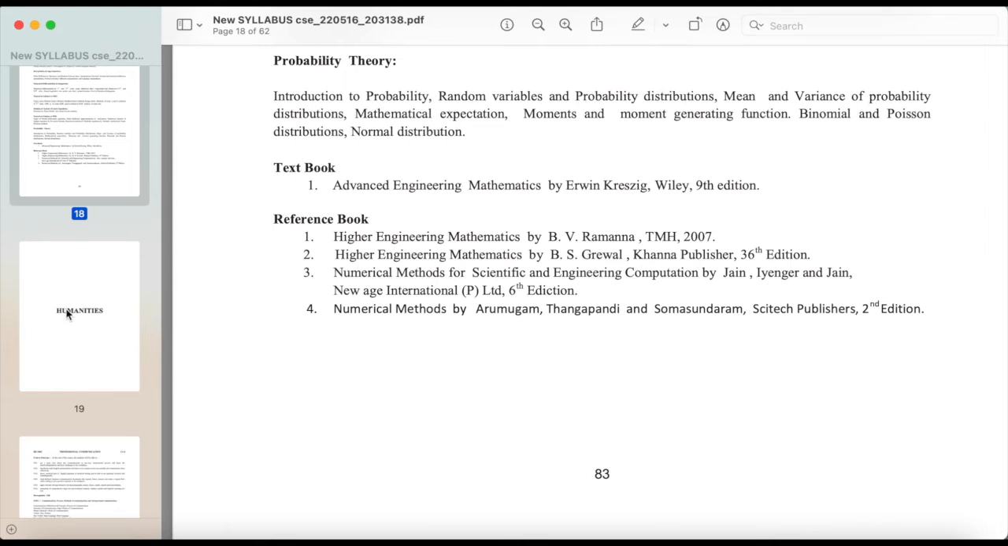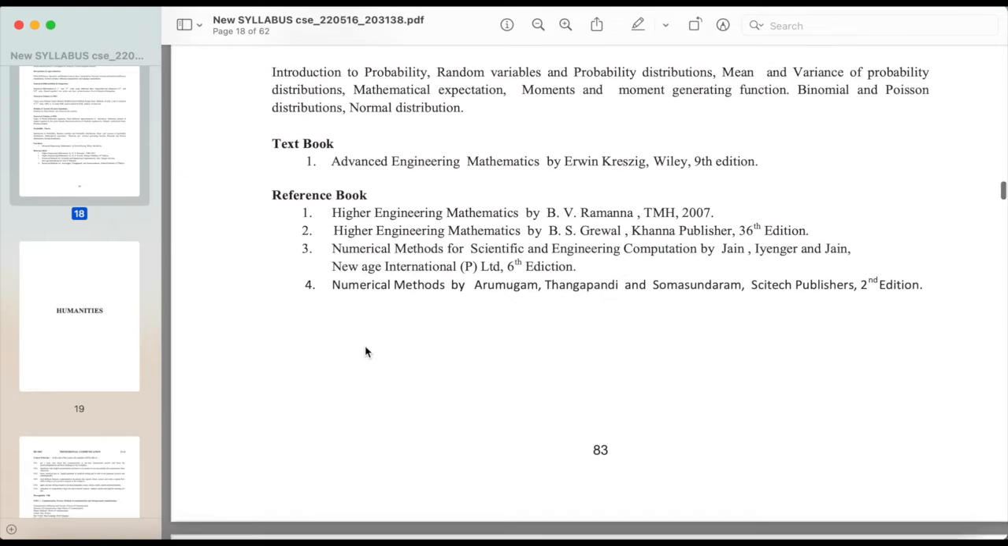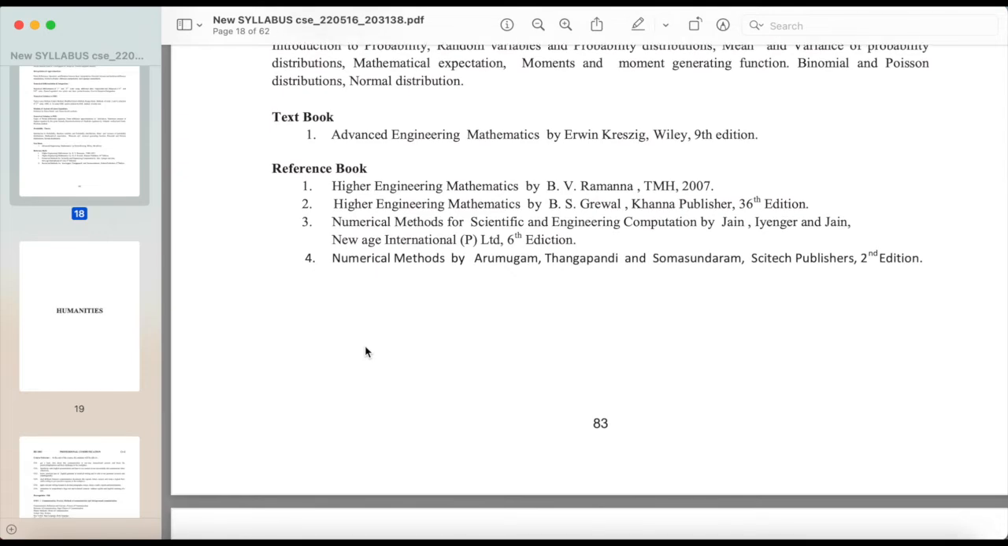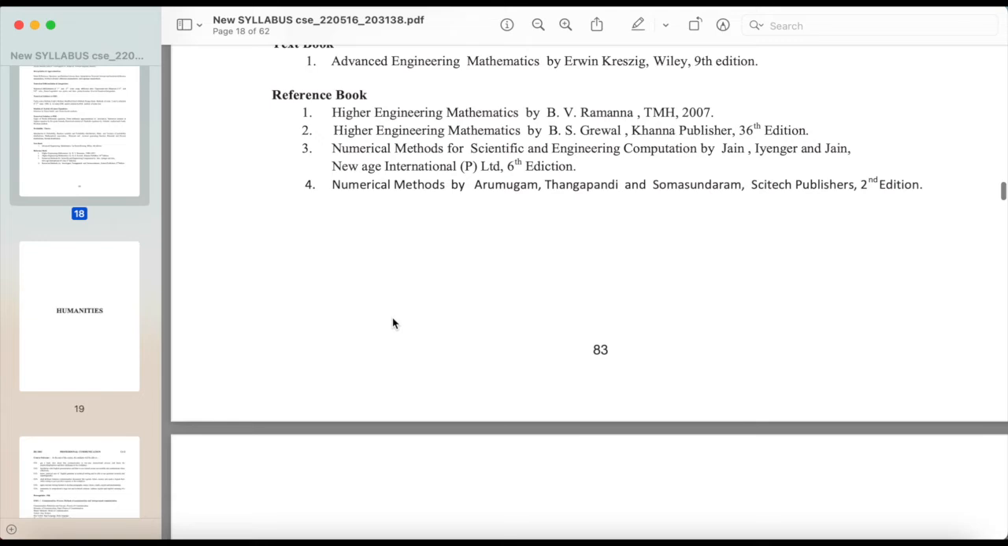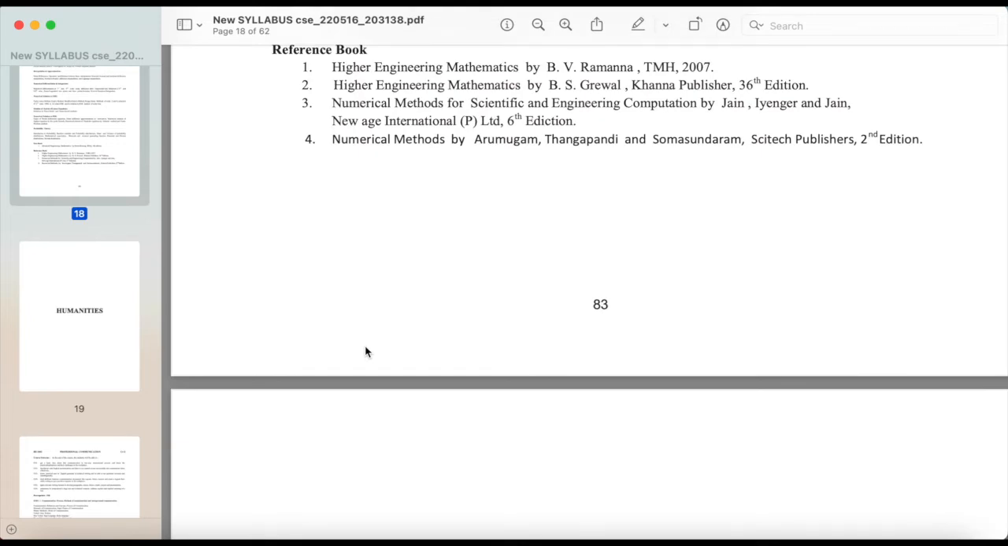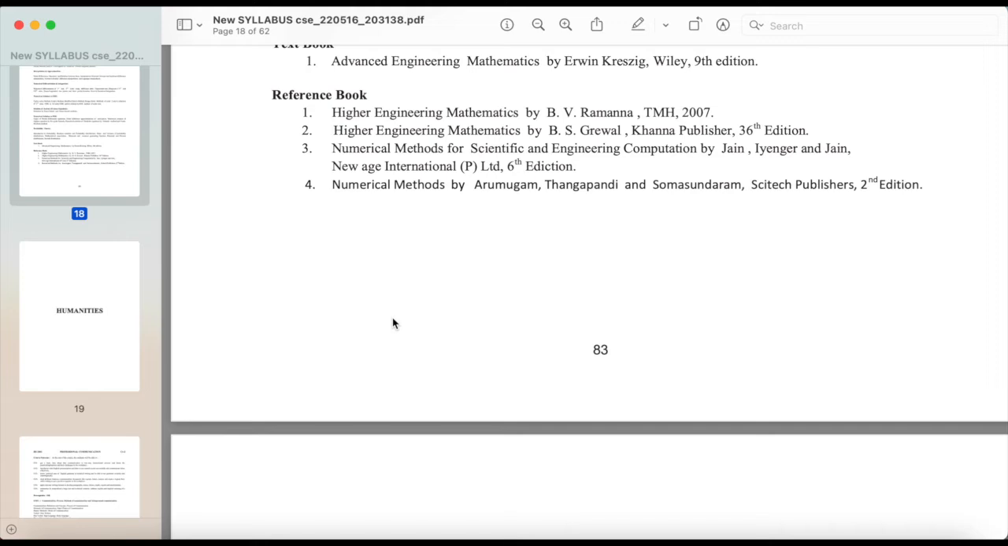Textbook 1, Advanced Engineering Mathematics by Erwin Kreyszig, Wiley, 9th edition. Reference Book 1, Higher Engineering Mathematics by B. V. Ramana, TMH, 2007. 2. Higher Engineering Mathematics by B. S. Grewal, Khanna Publishers, 36th edition. 3. Numerical Methods for Scientific and Engineering Computation by Jain, Iyengar, and Jain, New Age International Pvt. Limited, 6th edition. 4. Numerical Methods by Arumugam, Thangapandi, and Somasundaram, Scitech Publishers, 2nd edition.